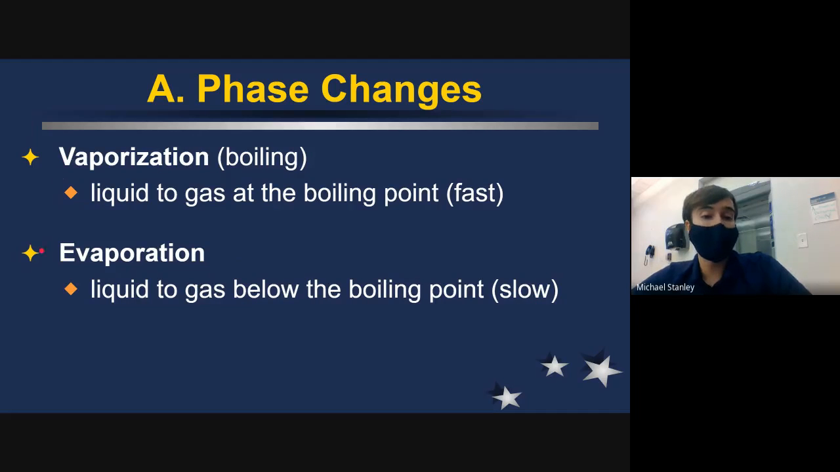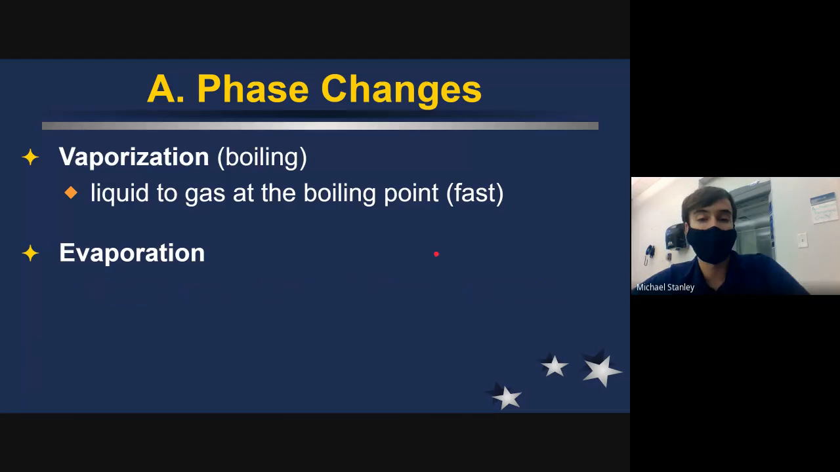So vaporization and evaporation are the same overall process of changing liquid to gas. It's just vaporization is where we have it happening extremely fast, extremely quickly at what's called the boiling point. And evaporation is where it happens all on its own, but it happens much more slowly. So it can happen below the boiling point. It doesn't have to be super hot. The liquid will kind of naturally turn into a gas.